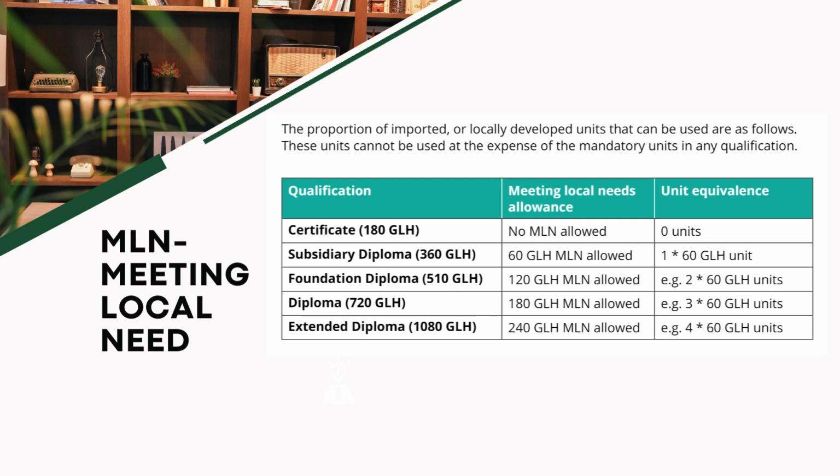However, if there's a unit you'd like to offer that isn't listed as either optional or mandatory for that specific course, there is something called MLN, Meeting Local Needs. With this feature, centres can request special permission to add units to the qualification if they believe that those units will enhance the educational offerings and job prospects of students within their locality. This must be done via the Meeting Local Needs application form and should be done before you start teaching that unit.